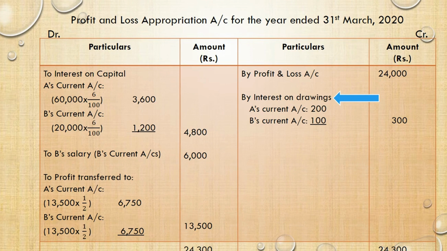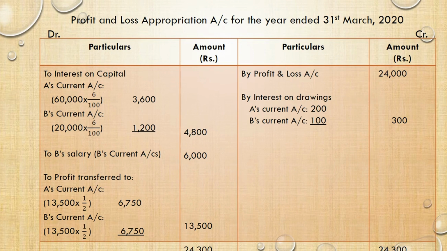Interest on drawing is 200 rupees. B's interest on drawing is 100 rupees, so that sums up to 300. Now if you see, I have written A's current account, B's current account. This is a standard format of how you should write when you get a fixed capital question.